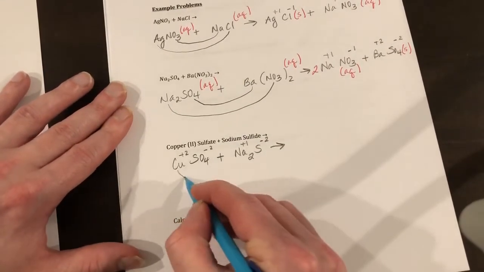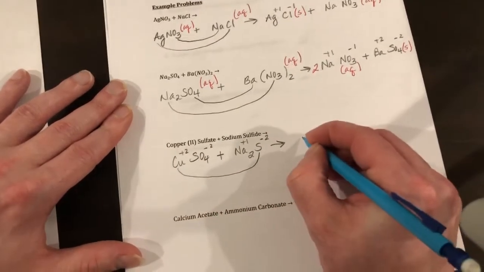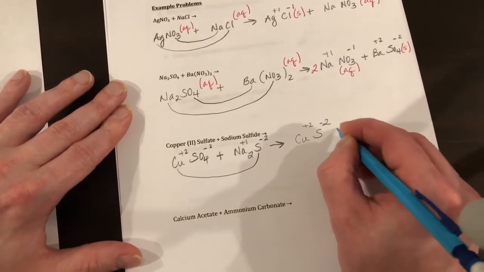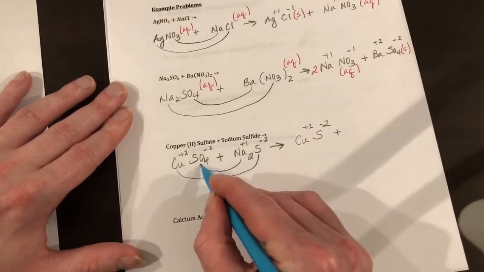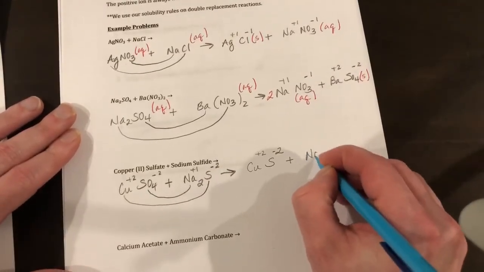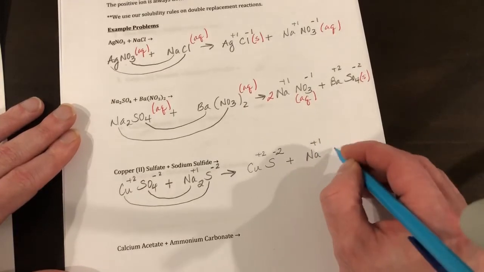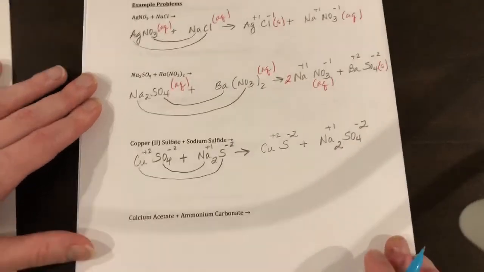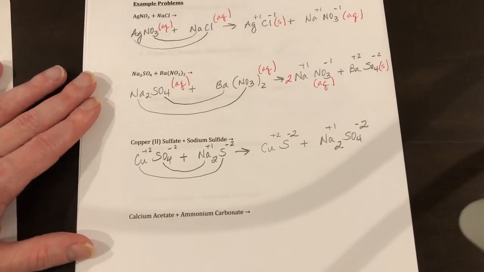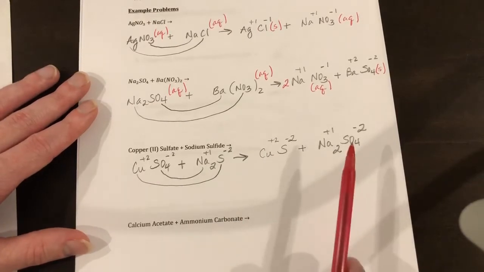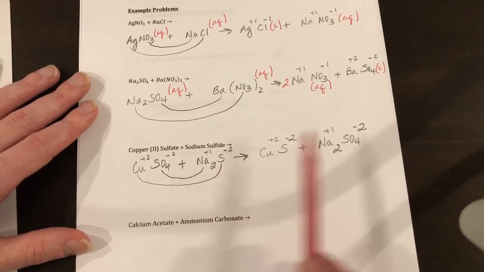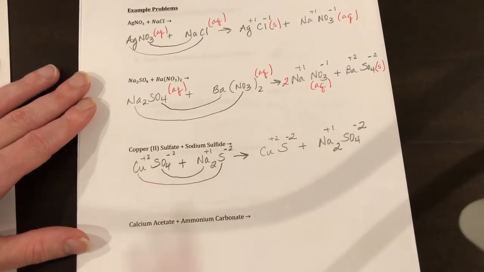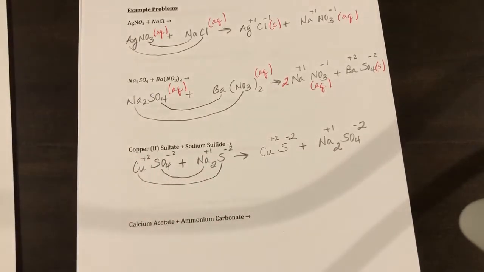So we're going to take the outer two ions and put them together. Cu is going to have a +2 charge. Sulfur is going to have a -2 charge. Then Na and SO4. Na has a +1 charge. SO4 has a -2 charge. So we crisscross like that. Now we're going to balance. I have one S, two Nas, two Nas, one SO4, one SO4, one copper. It's balanced. Now let's go through and do our solubility rules.